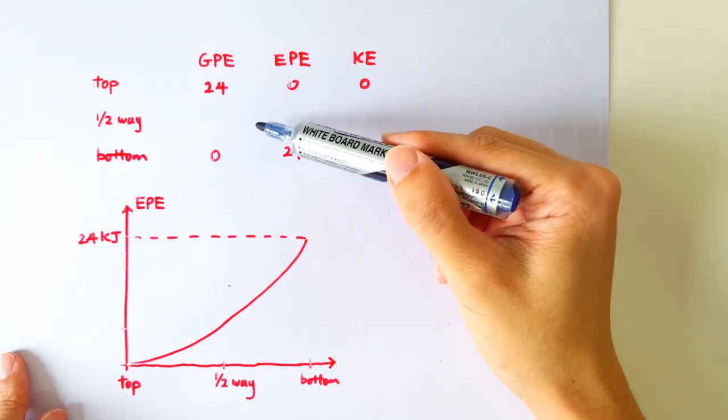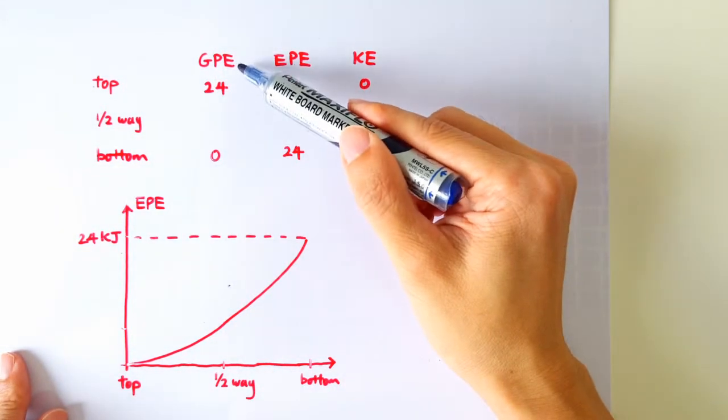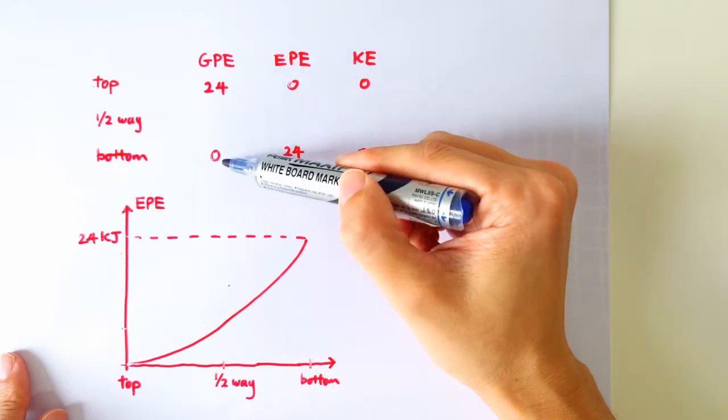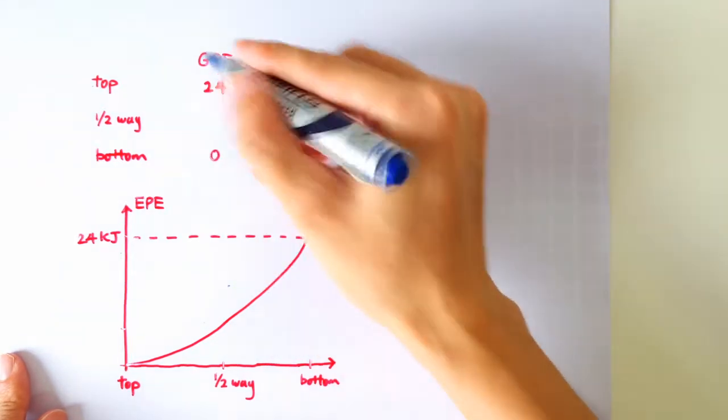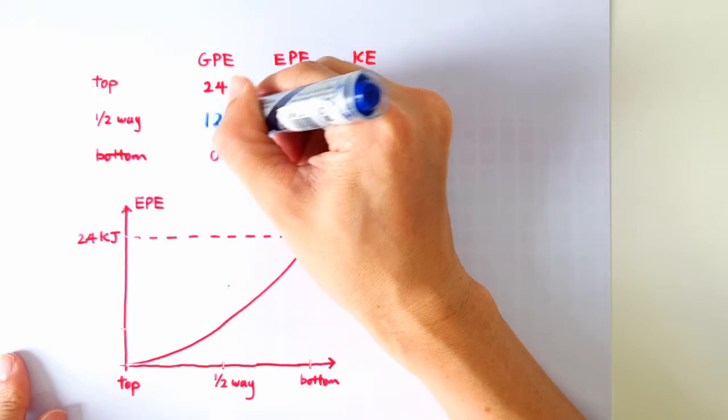This is about a bungee jump. At the top, the GP is 24 kilojoules. At the bottom it is 0. So at the halfway mark, it should be exactly 12 kilojoules.